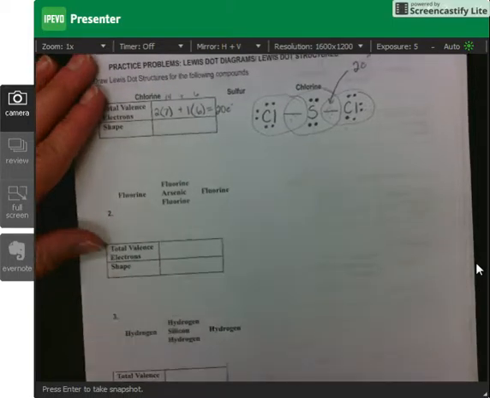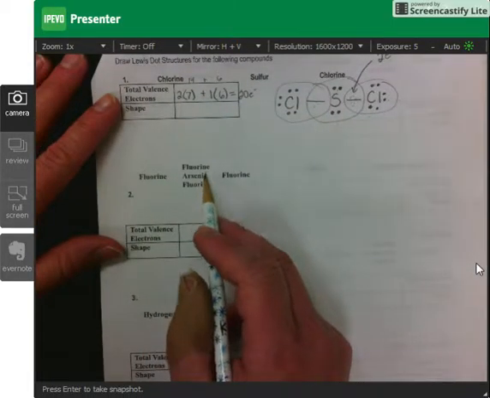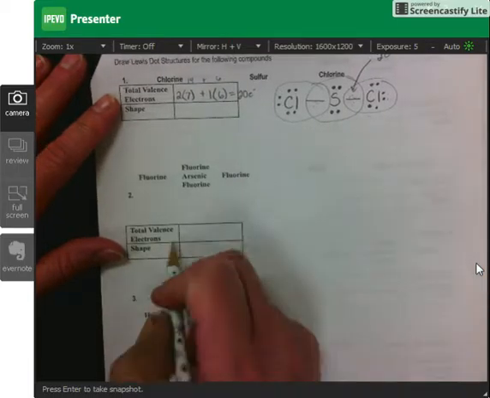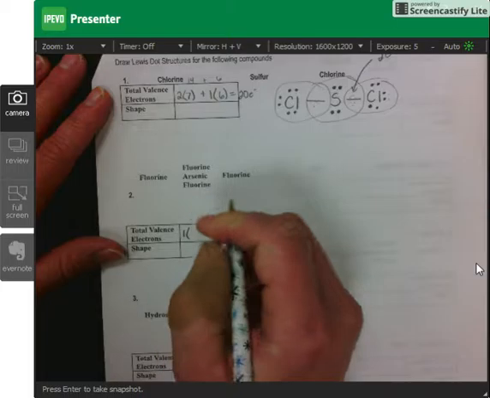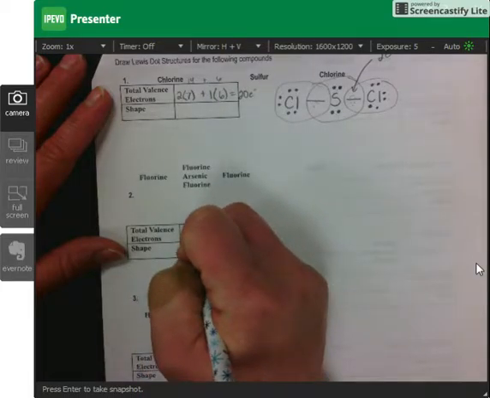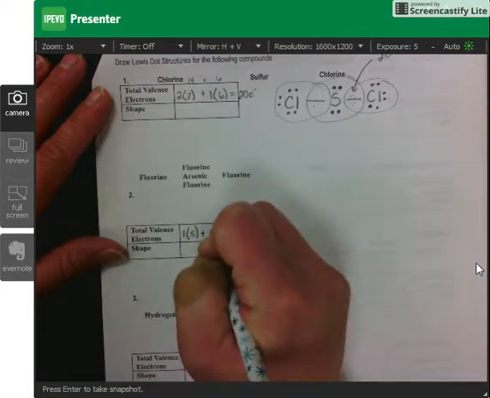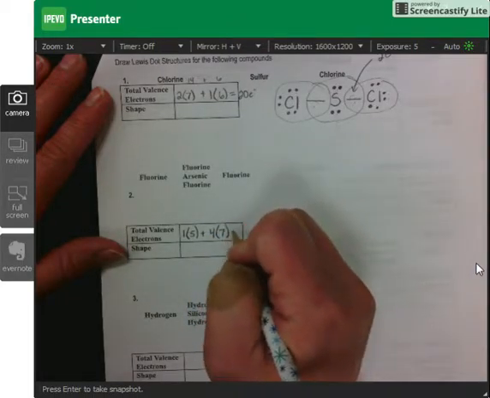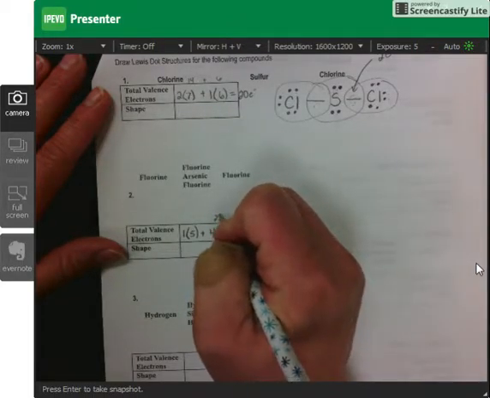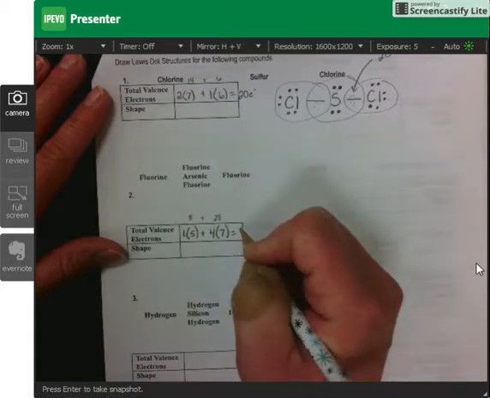I'm going to do one more with you guys. So we have arsenic in the center. Oh, first we got to determine our valence electrons. So I have 1 arsenic. Arsenic has 5 valence electrons, plus 4 fluorines. Each of those fluorines has 7. So we have 28 plus my 5.